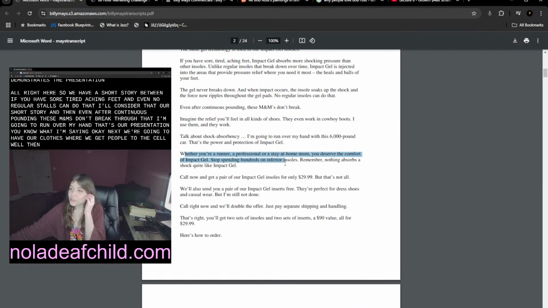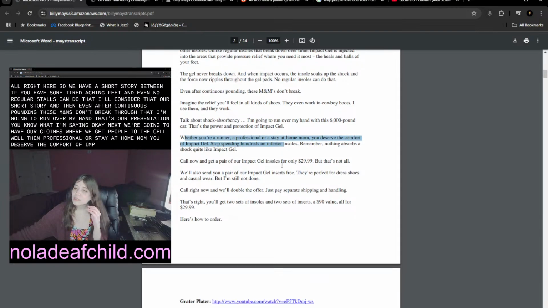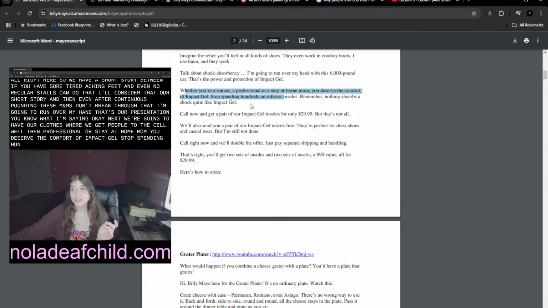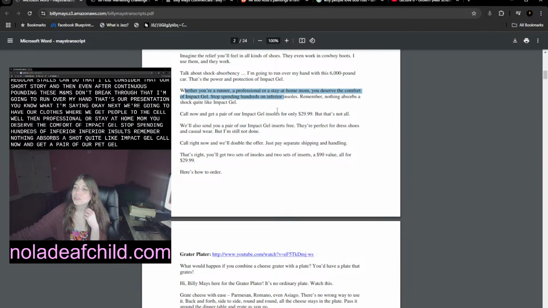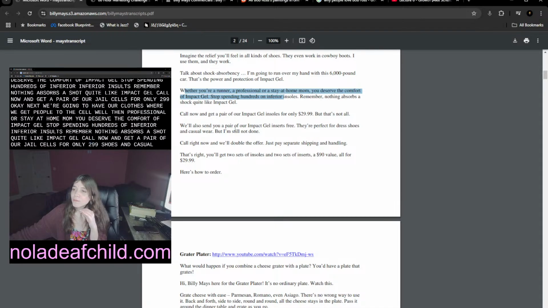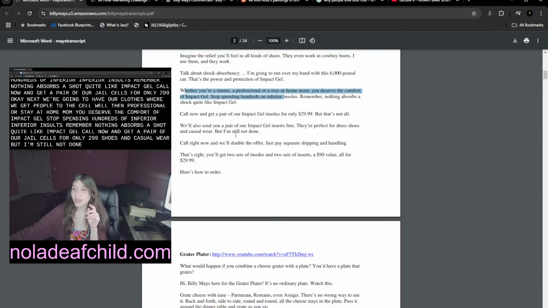Whether you're a runner, a professional, or a stay-at-home mom, you deserve the comfort of Impact Gel. Stop spending hundreds on inferior insoles. Remember, nothing absorbs a shock quite like Impact Gel. Call now and get a pair of our Impact Gel soles for only $29.99. But that's not all. We'll also send you a pair of our Impact Gel inserts free. They're perfect for dress shoes and casual wear. But I'm still not done.